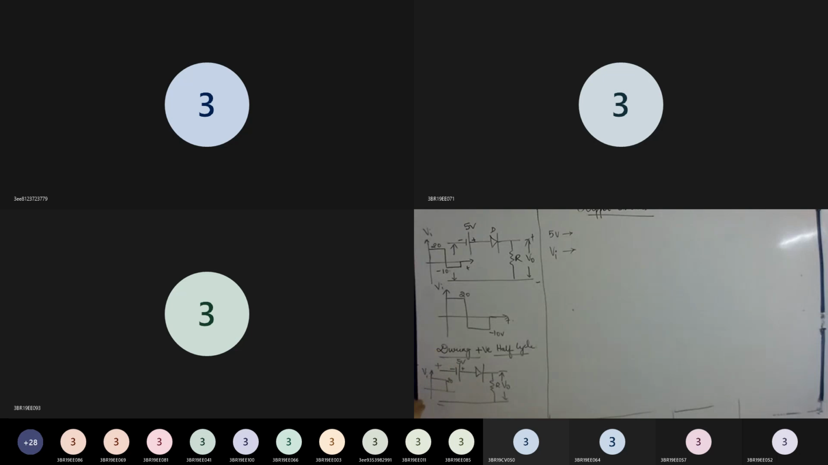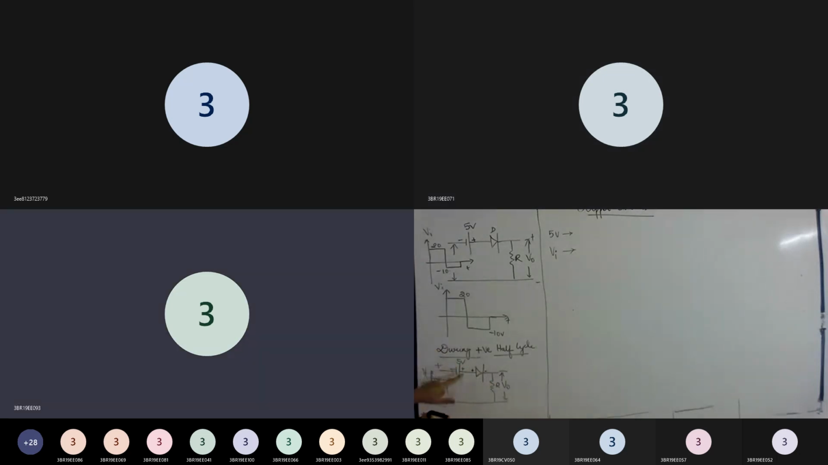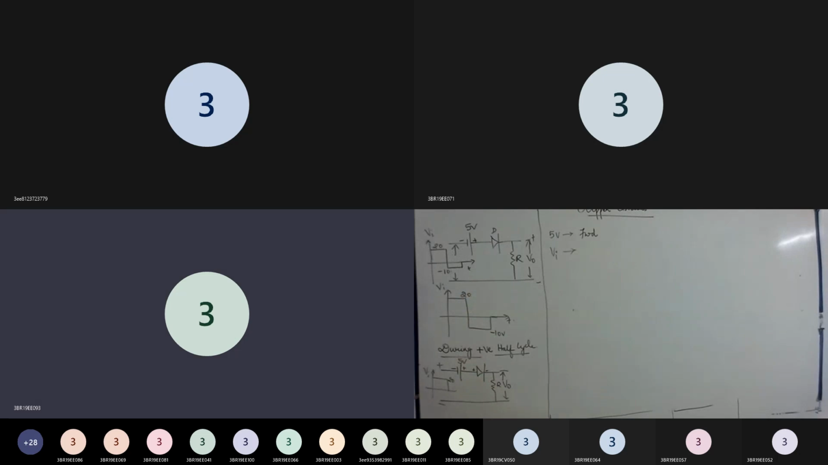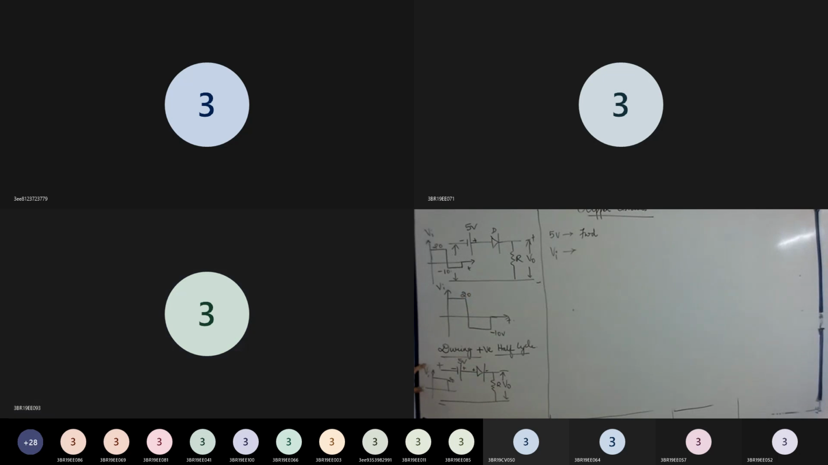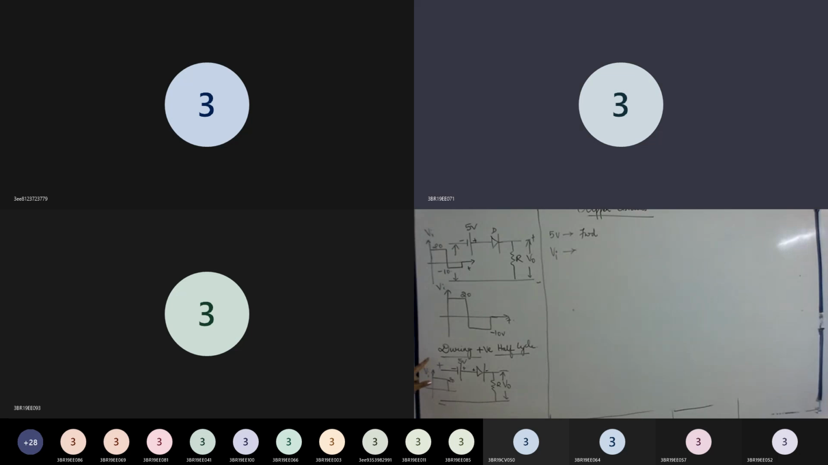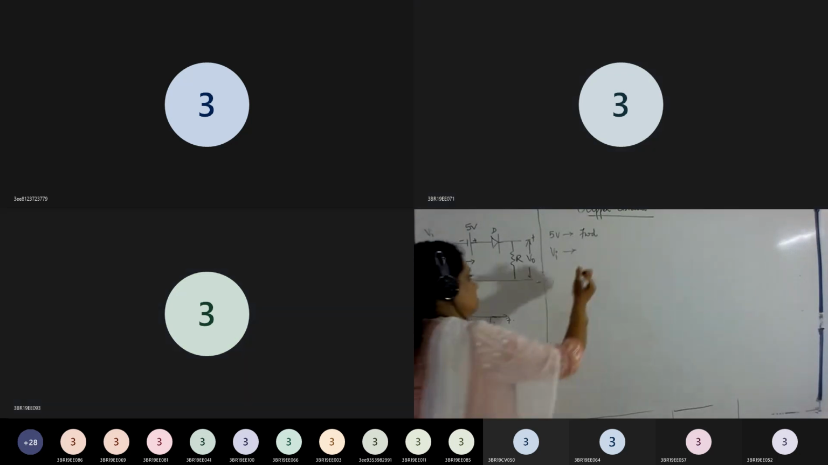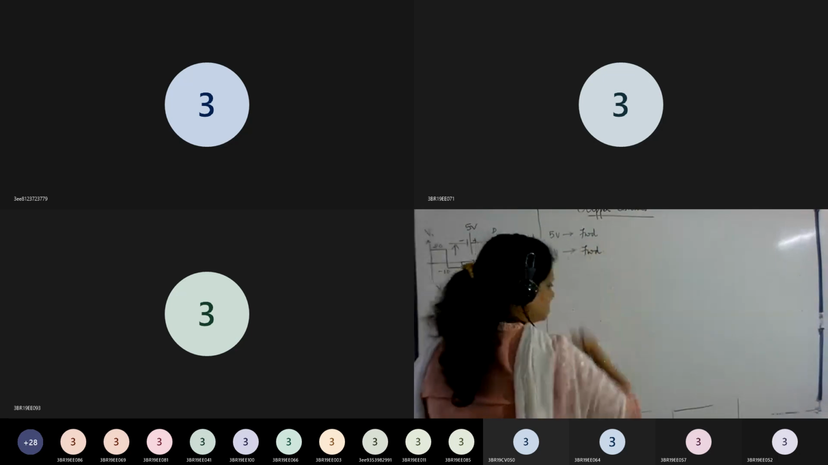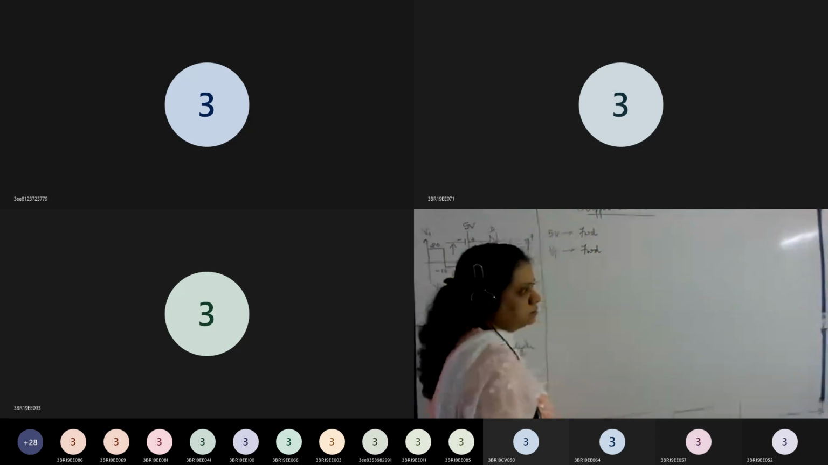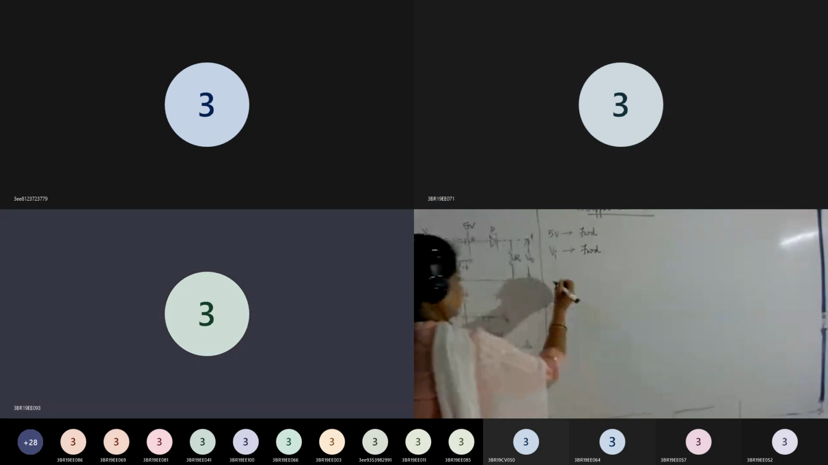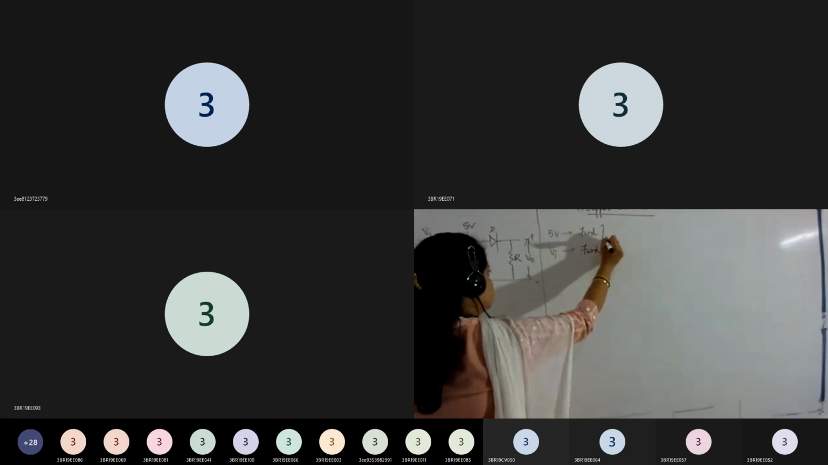Battery of 5 volt, how is it connected to the diode? Positive is connected to positive, forward bias. So 5 volt is making the diode forward bias. How is Vi connected during positive half cycle? This is positive, this is negative. Positive is connected to positive, so even Vi is making the diode forward bias. There is no opposition here. Both are making the diode conduct.